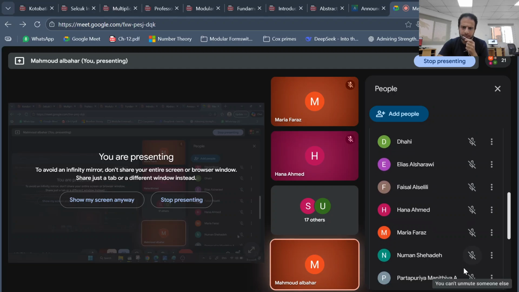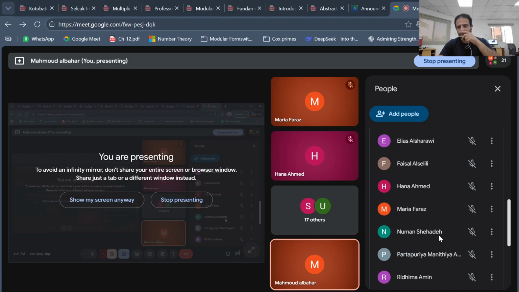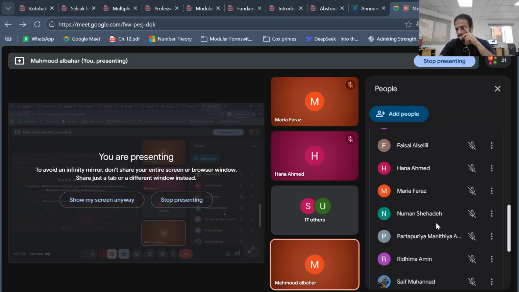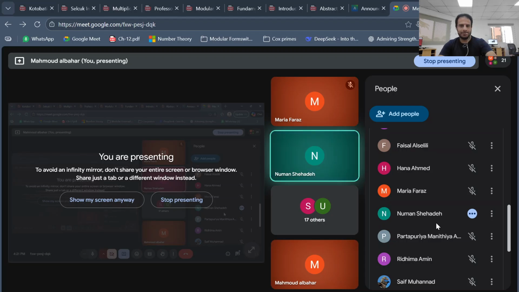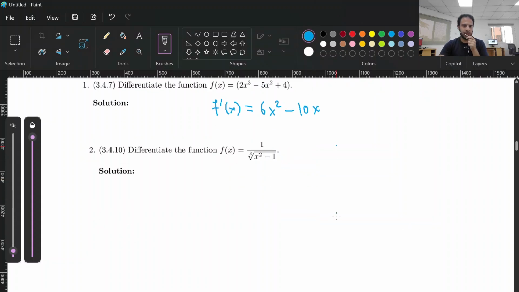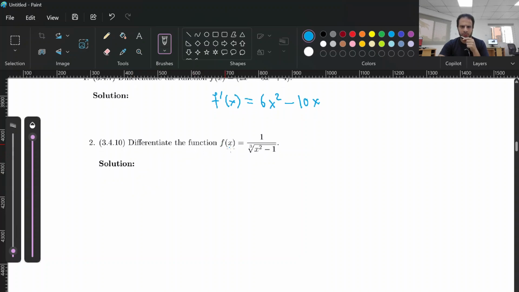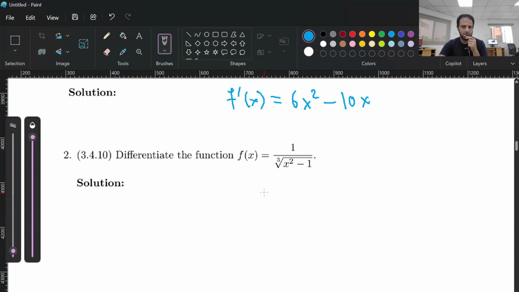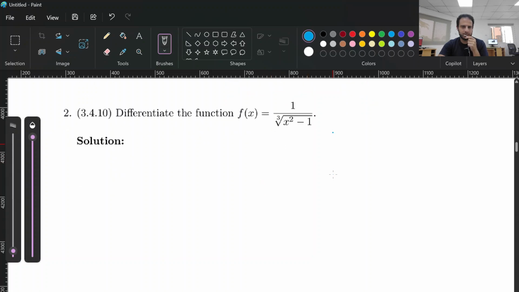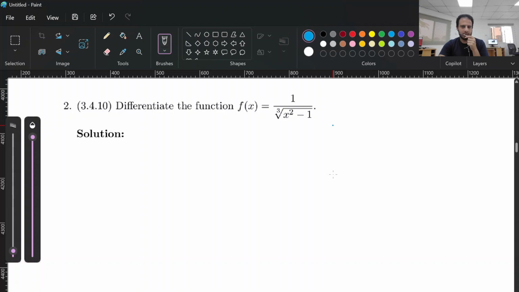Now Nu'man. Yes, I need your help with problem 2. Do you know how to solve it? Differentiate 1 over the cube root of x squared minus 1. No, not sure. Okay, I will show you. First, you need to write it similar to x to the n, okay? So the root, how to write the root as an exponent, I will show you.